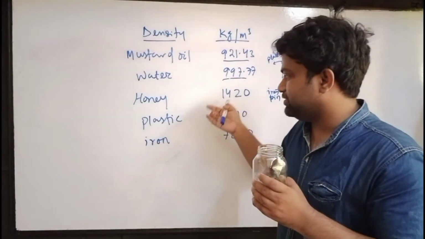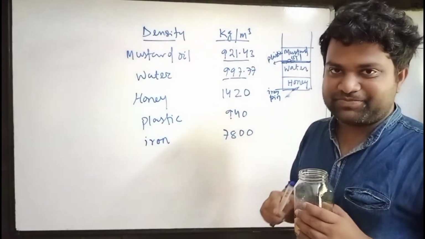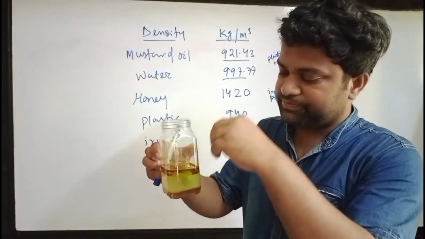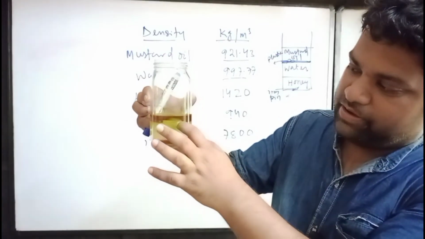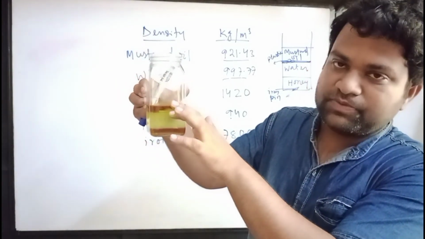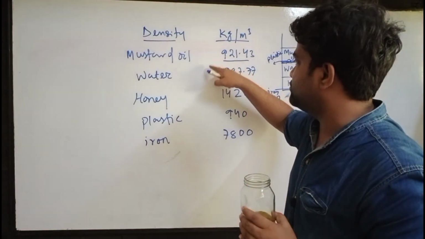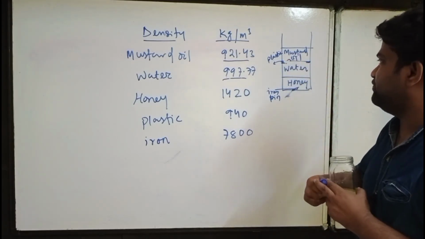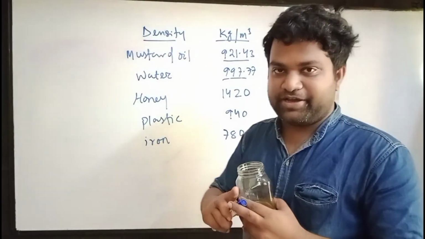Now the thing that is interesting is about plastic, whose density is 940, that is in between your mustard oil and the water. Now when I dropped a plastic pin into your liquid, you saw that the plastic pin is still floating over the water surface, just at the bottom of your oil and at the top of the water, in this layer. So it is floating somewhere here, just below the layer of mustard oil and just above the surface of water.